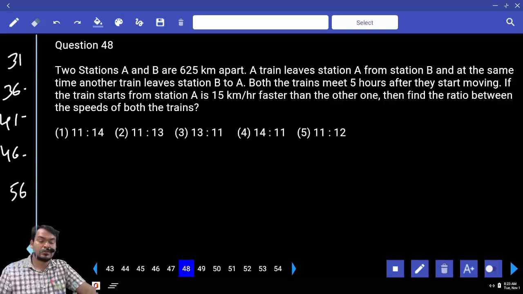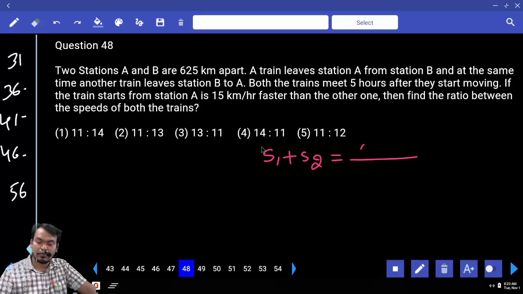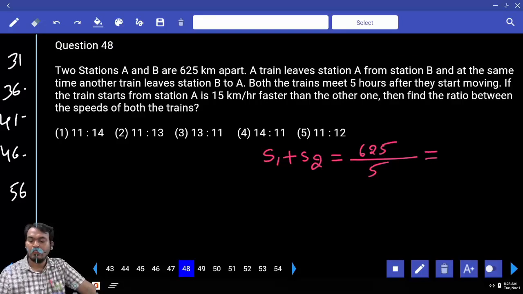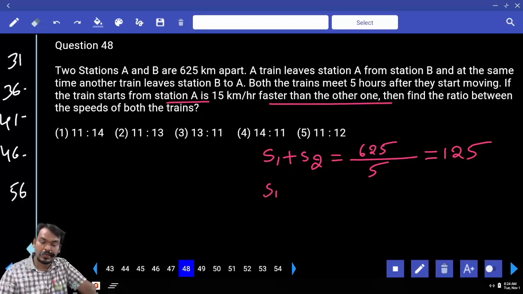If the train starting from station A is 15 km/h faster than the other one, find the ratio between the speeds of both the trains. First of all, both the trains are moving in which direction? Opposite direction. In opposite direction, what is the relative speed? S1 plus S2, that is equal to distance by time. What is the distance value? 625. What is the time value? 5. 625 by 5 gives 125. That is S1 plus S2. But one speed compared to the other is 15 km/h more. Then S1 minus S2 is equal to 15.